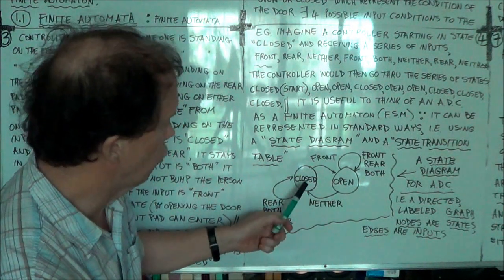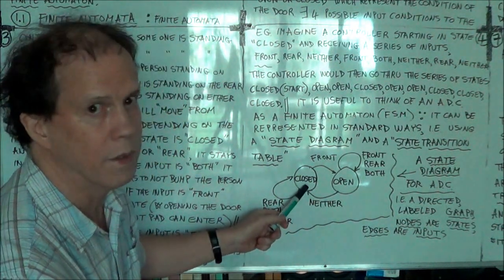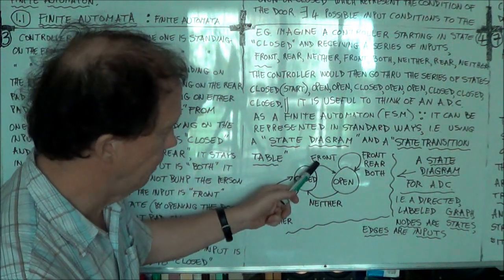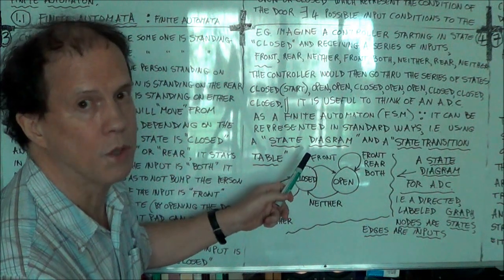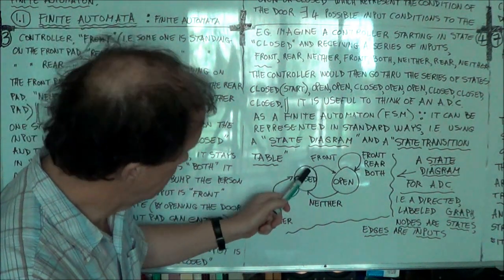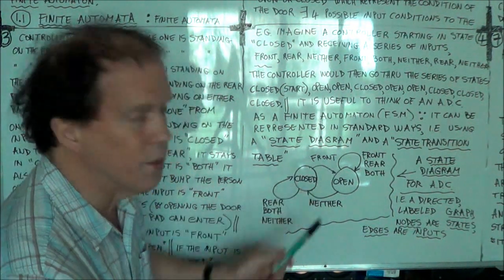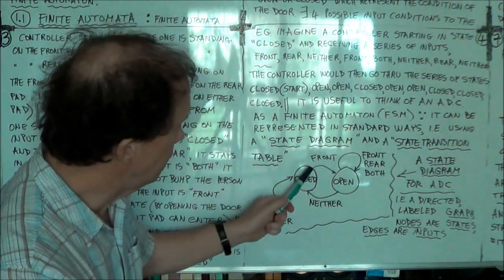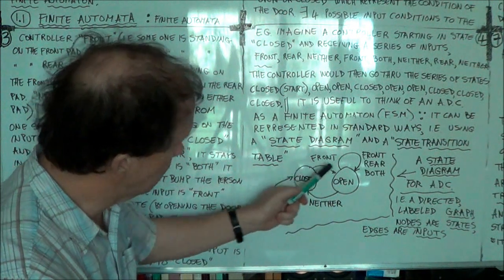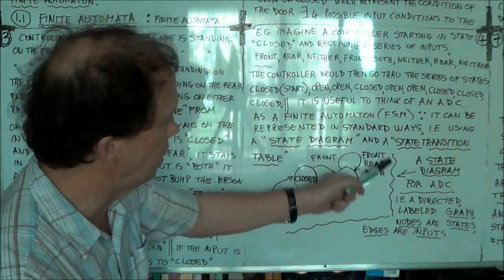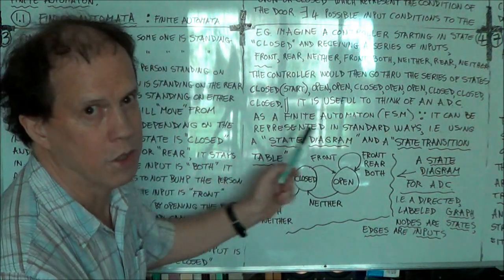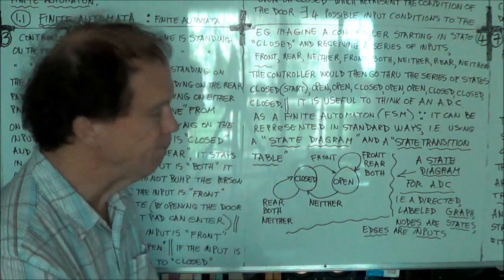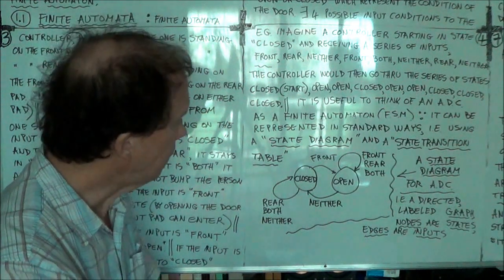Say the controller is in state closed, right? So the door's closed, and then it gets an input signal front. Well, the door should open, right? So this arrow here is called a transition, a switching, if you like. So these arrows, they're all transitions. That's the technical word used in a state diagram or state transition diagram. These arrows are called transitions.